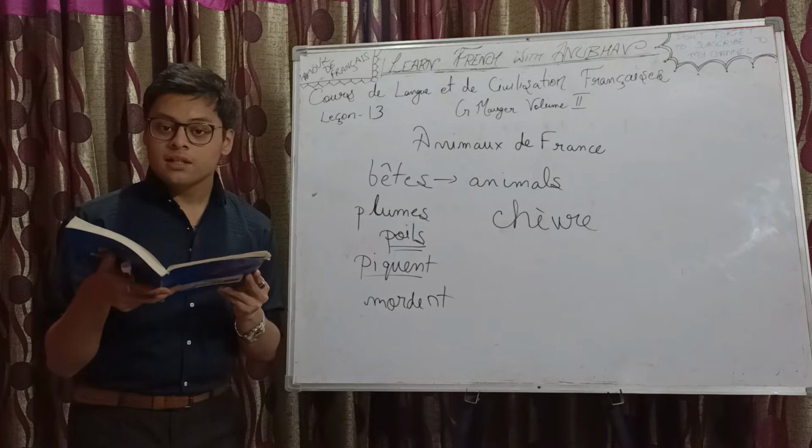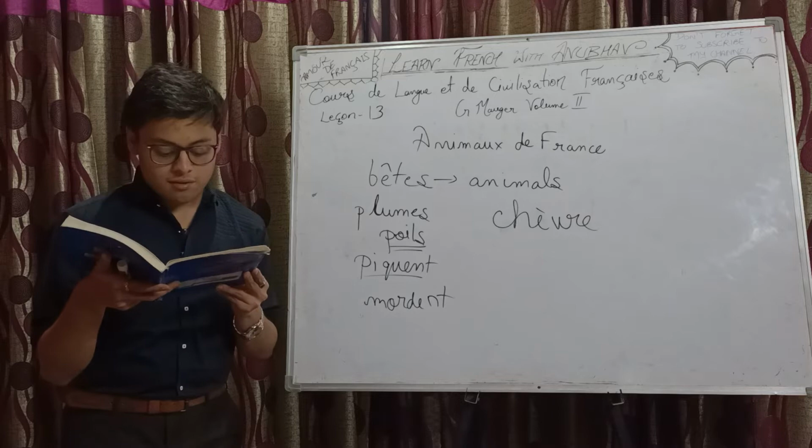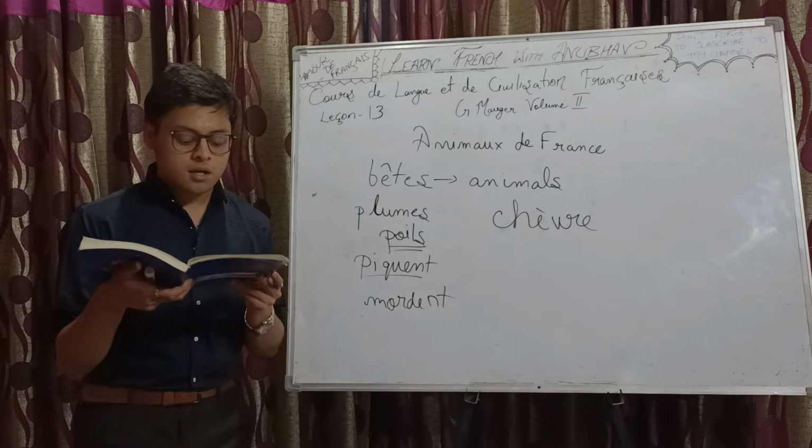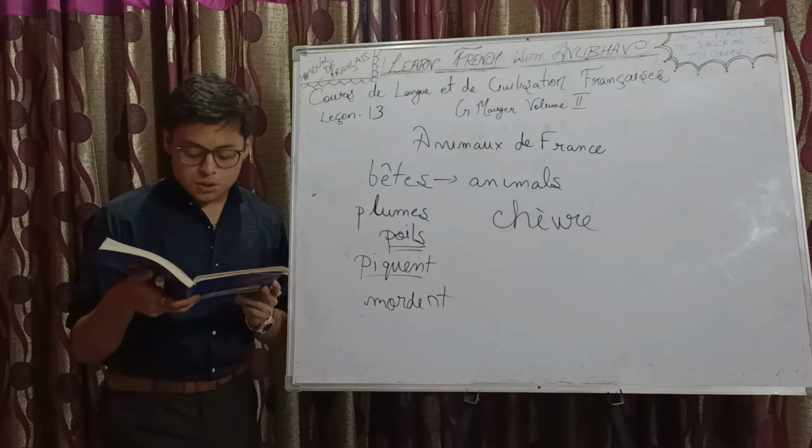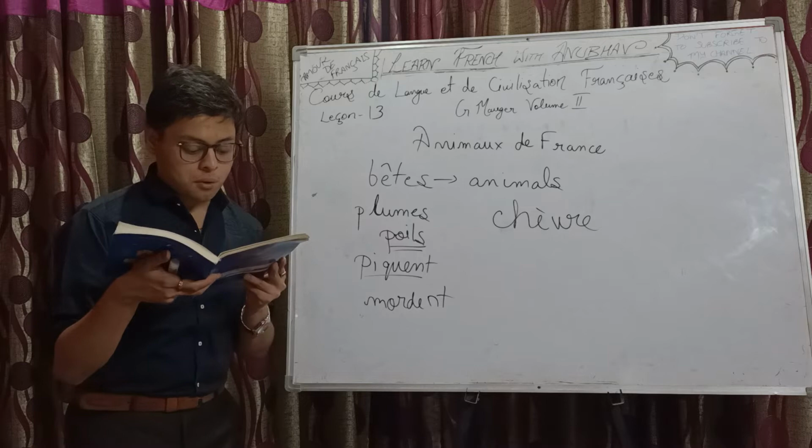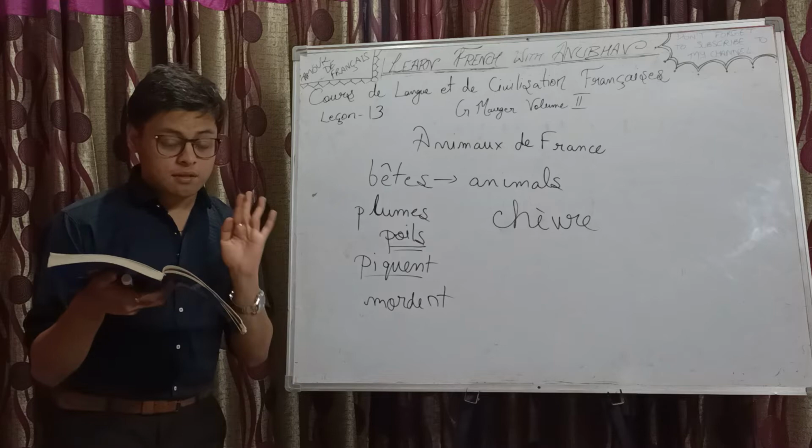Cette chèvre en avait assez d'être attachée dans un clos. Clos, C-L-O-S, means enclosure. Elle voulait être libre, libre. Un jour, elle gagna la montagne, mais là, elle rencontra le loup. Okay, all the tenses are in passé simple. Don't worry, passé simple will be discussed soon on my channel.